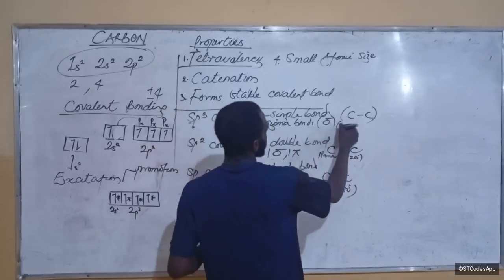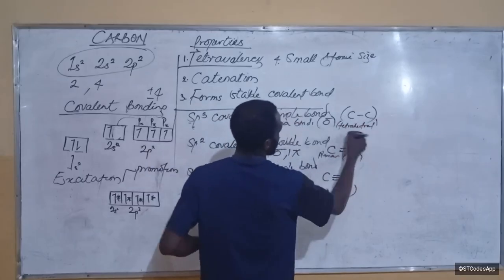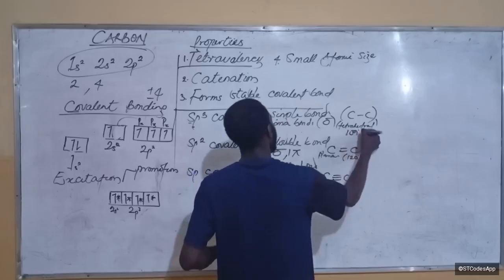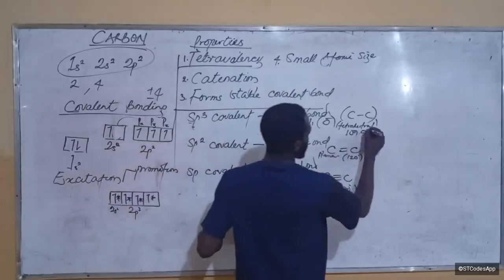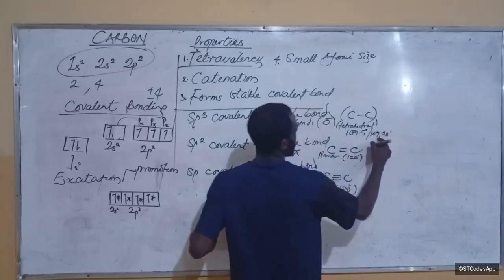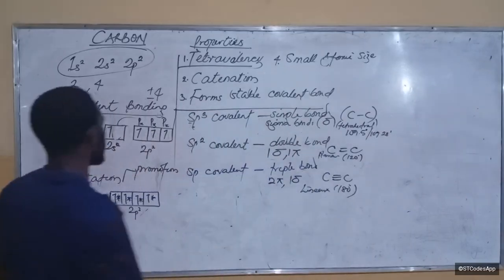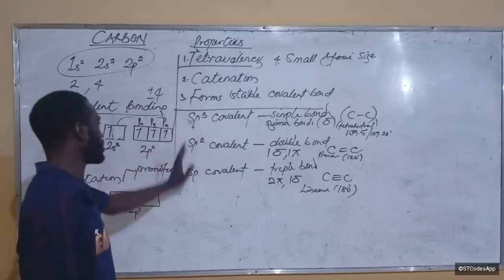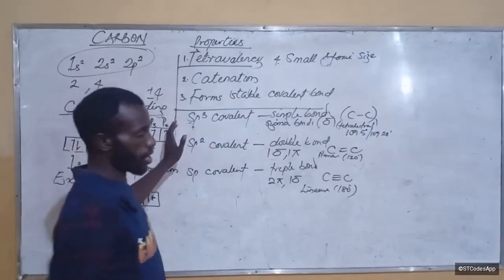Then this one forms a tetrahedral geometry, with a bond angle of about 109.5 degrees, or 109 degrees 28 minutes. Exactly, 109 degrees 28 minutes. All right, so those are just the types of covalent bonds that you find in carbon.